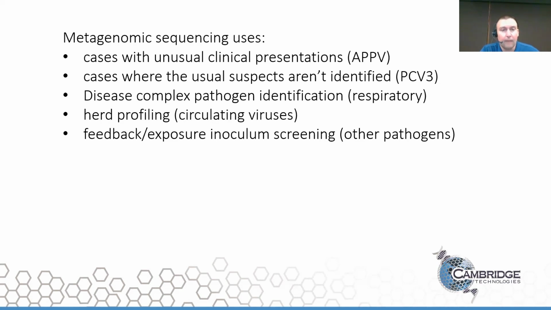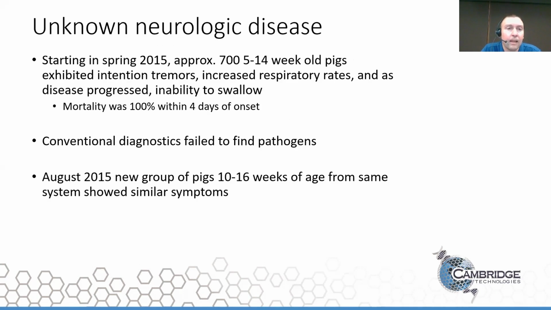The next example is going to be looking at respiratory disease. So again, a complex clinical picture with a lot of different things that play a role. Here, besides the usual things like flu and PRRS, what else is there? And then finally, we're going to talk about herd profiling and feedback exposure screening to identify other pathogens in the sample. So the first example here is going to be application of metagenomic sequencing for unknown neurological disease.